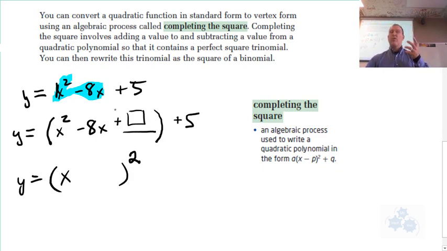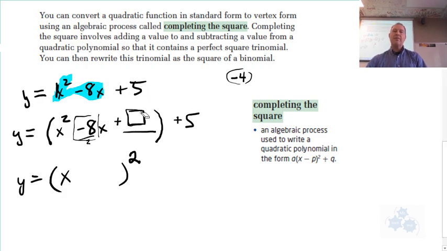And here's the quick way of doing this. It's really easy, actually. You take a look at your b value right here, and you cut it in half. You split it in 2. So negative 8 divided by 2 is what? That turns out to be negative 4. Now, when you split that in 2, to get this value, now you square this. Whatever half of b is, you square it, and that's what goes in here.